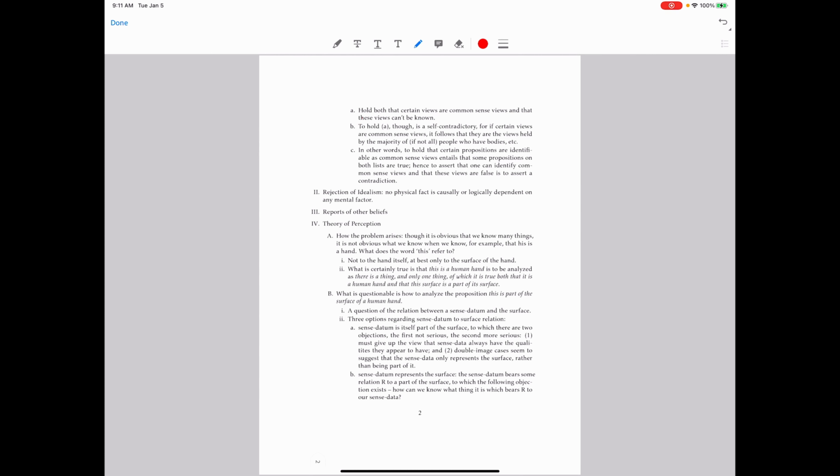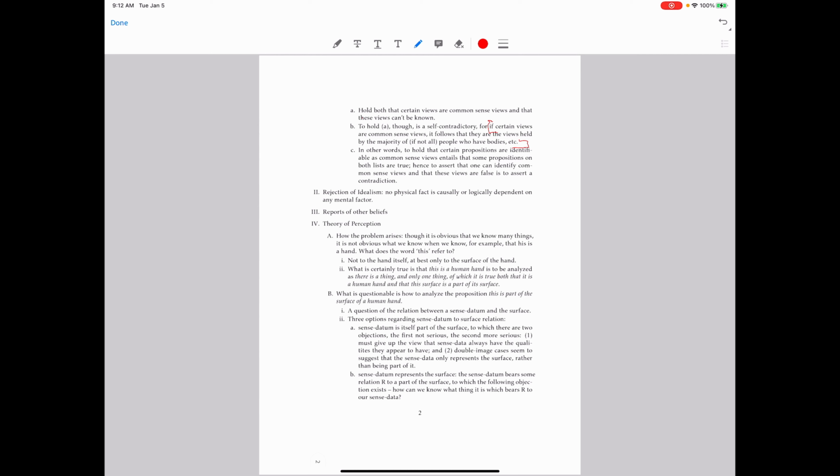But then he wants to maintain that somehow A here is self-contradictory. So how are we going to get that out of this rather mundane expression of a kind of skepticism? How is it that the skeptic is supposed to be contradicting him or herself? Here's the argument. If certain views are common sense views, it follows that they are the views held by the majority of people who have bodies, etc., the sorts of things implied that are on the list of things that are the claims of common sense.